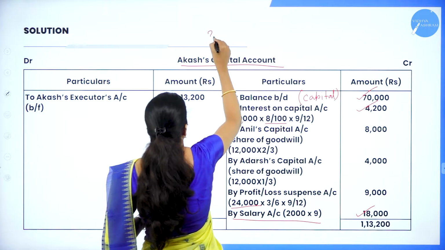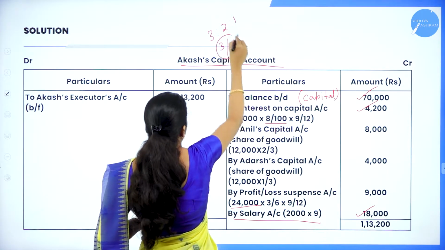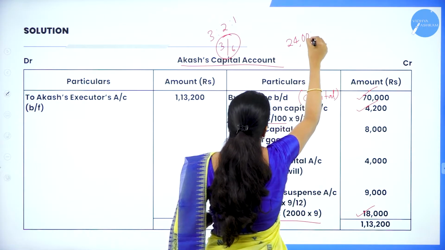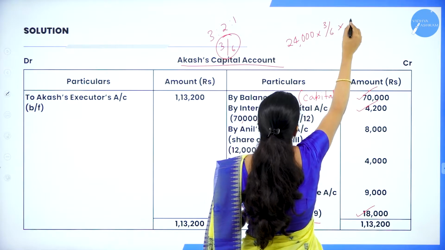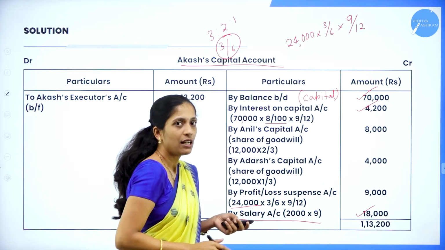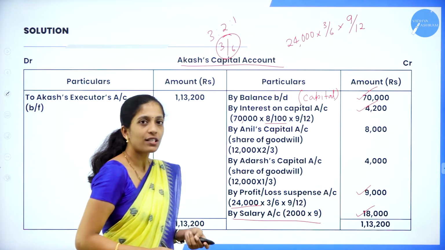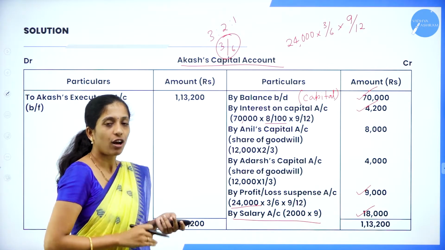So, we know their share is 3:2:1. So, Akash's share is 3/6. So, 24,000 was previous year profit into what is his share? 3/6 into for how many months he was there in the business? 9 months. So, 9 divided by 12. So, when you calculate, you will get 9,000. So, by profit and loss suspense account. So, we will record it as by profit and loss suspense account.